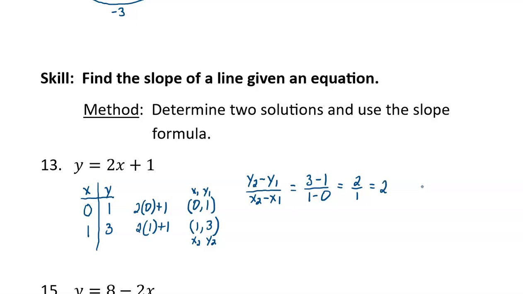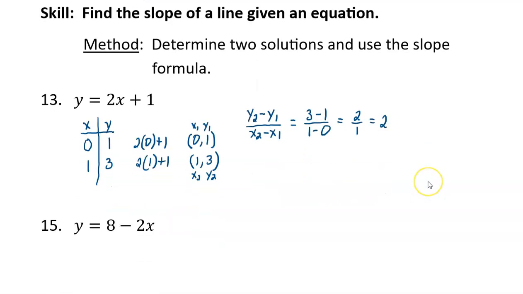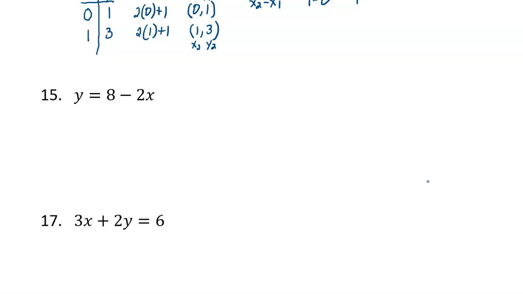If we graph this line, we would find out that it goes uphill, and from one dot to another, you rise 2 squares and run 1 square. Number 15. Here's a linear equation. It's already been solved for y. So we're ready to make the xy table.